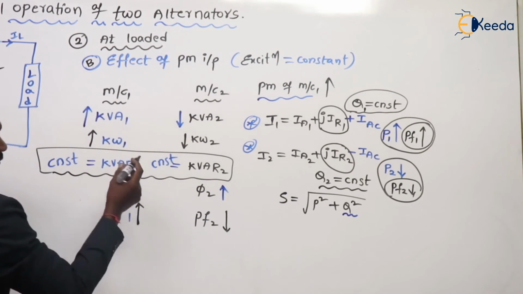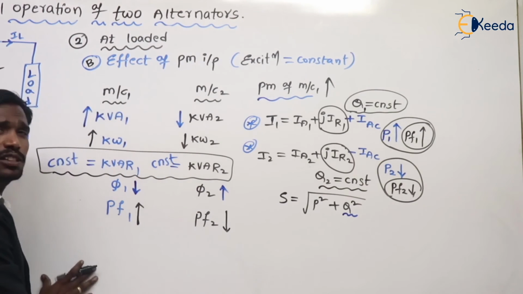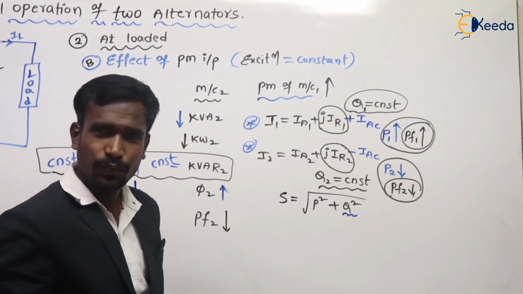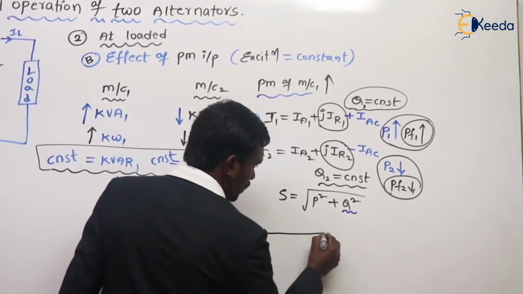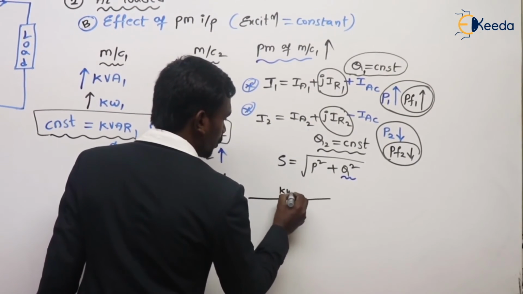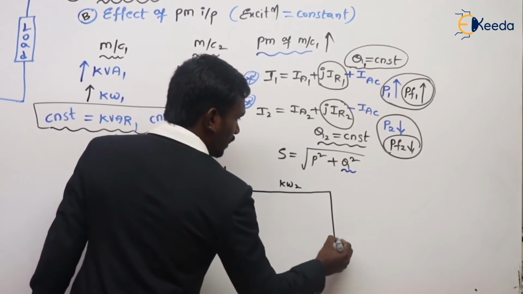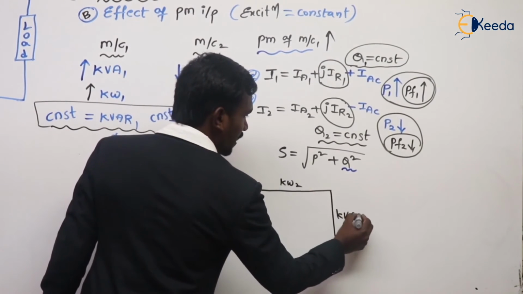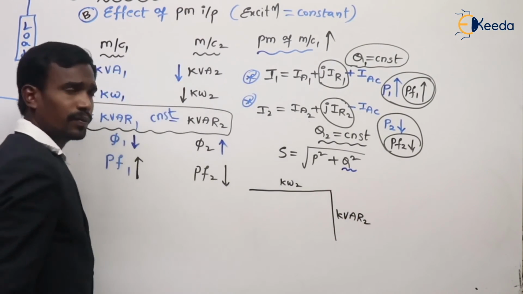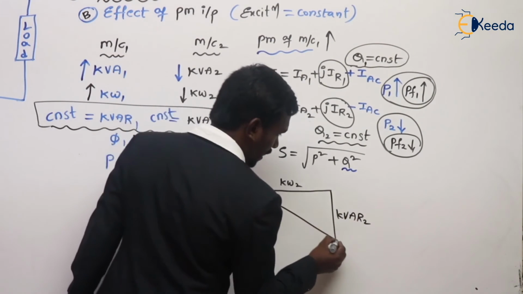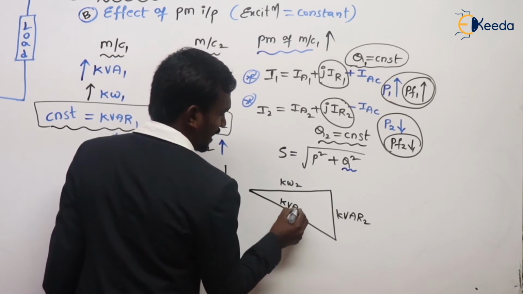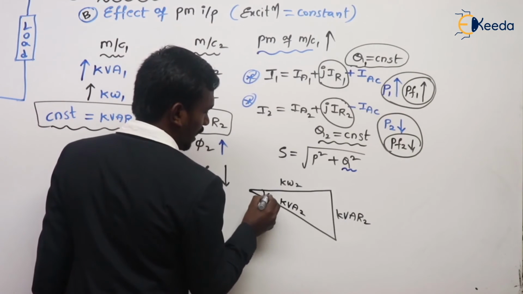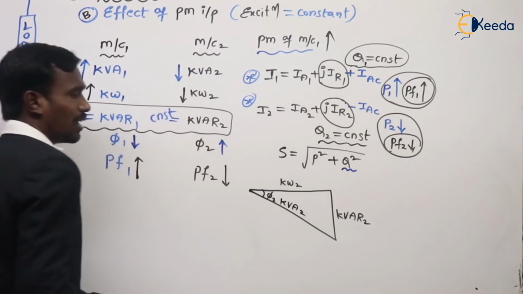How? Let's draw for machine 2. You have to draw for machine 1. I will draw for machine 2. So listen, for example, this is for machine 2. This is my kW2 and this is my kVAR2 and this is my kVA2, as well as power factor angle 2.